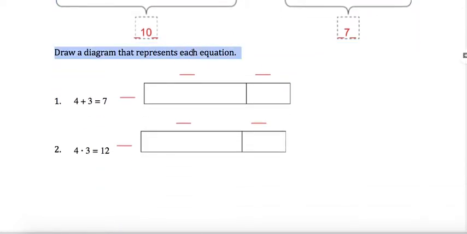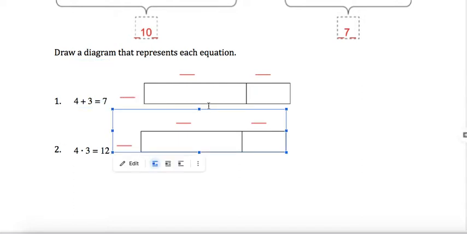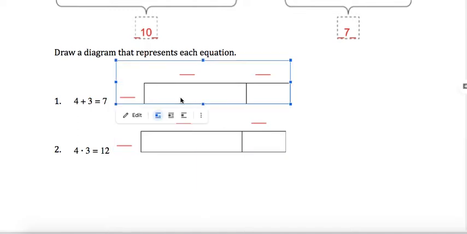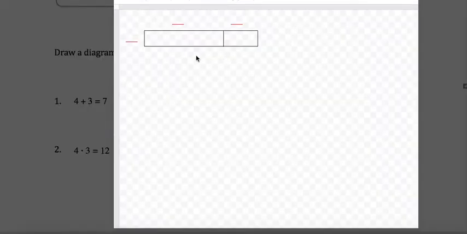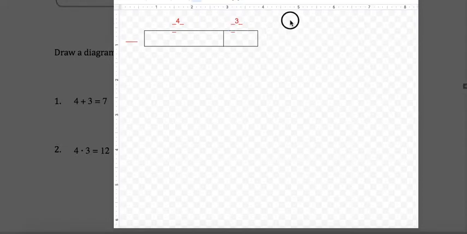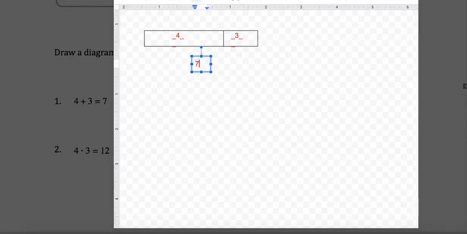So here, I want you to make a drawing that represents 4 plus 3 equals 7. So this equals 7 is our final sum. It's going to be represented by the length. Okay. So here we have 4 and 3. We want to drag those down inside it. So I just pressed my down button. And our total here is 7.